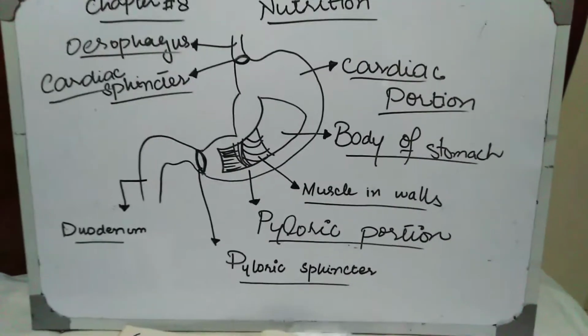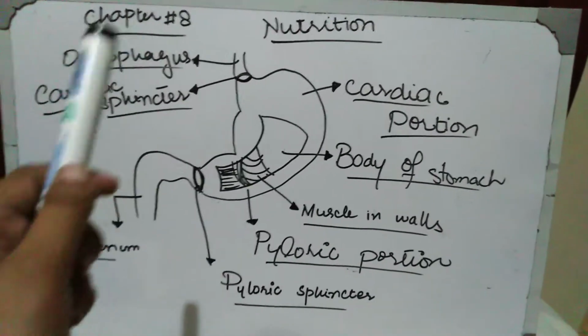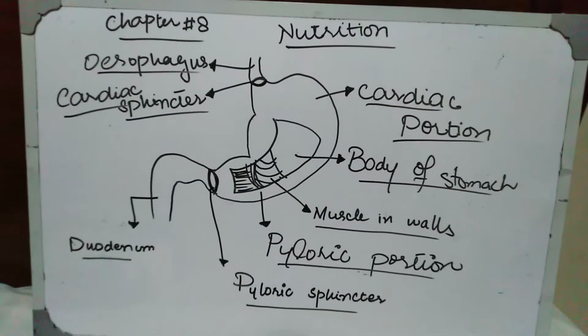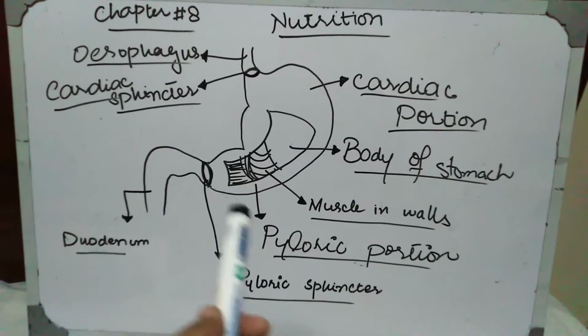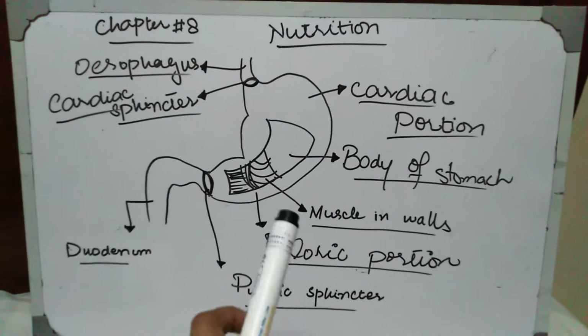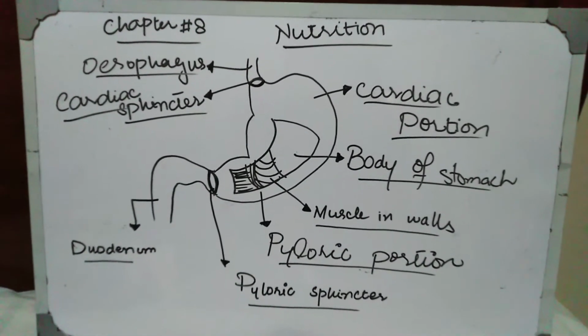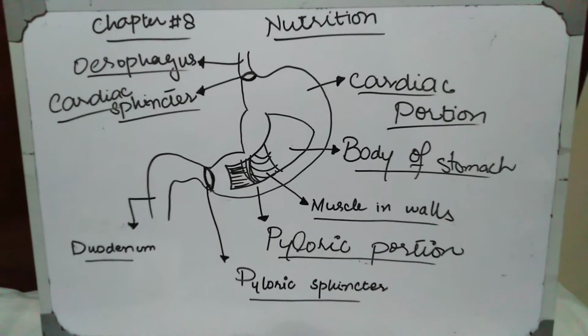Today our topic is stomach. I have drawn the diagram of stomach for you from chapter number 8, nutrition. There are many processes that occur in the stomach cavity, which are digestion, churning and melting. Firstly, we will discuss the structure, then I will go towards the function of the stomach.